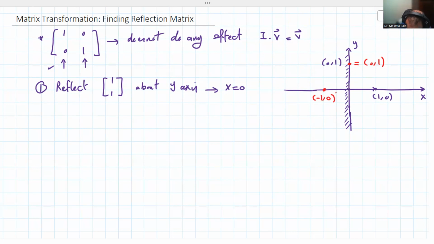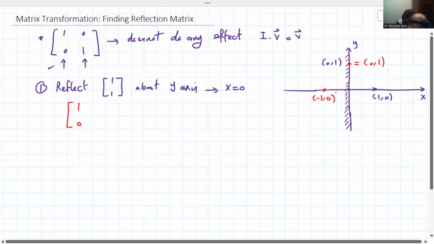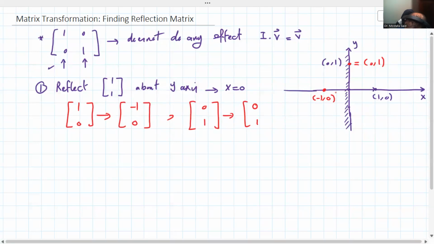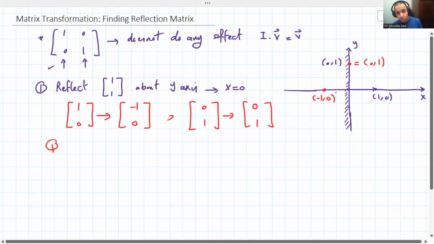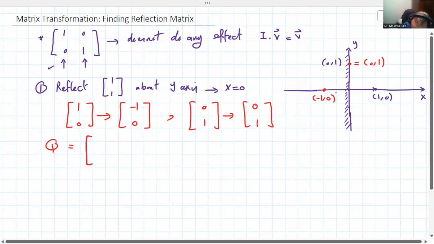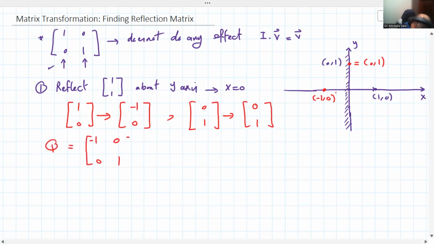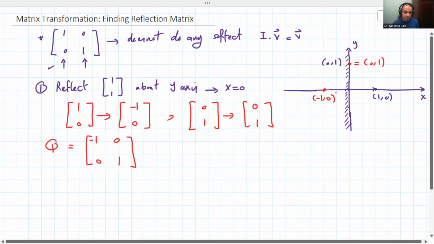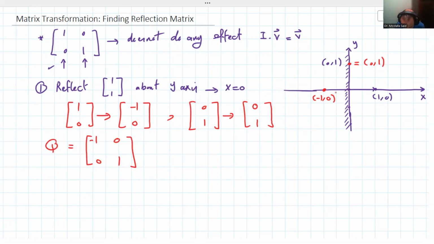So this is our conclusion now. The 1, 0 is reflected to -1, 0, and the 0, 1 is reflected to itself, 0, 1 again. The reflection matrix, usually called Q, as we usually call the rotation matrix R, at least in the book, but you can call it whatever, is -1, 0, 0, 1. So 1, 0 becomes -1, 0, and 0, 1 stays the same.